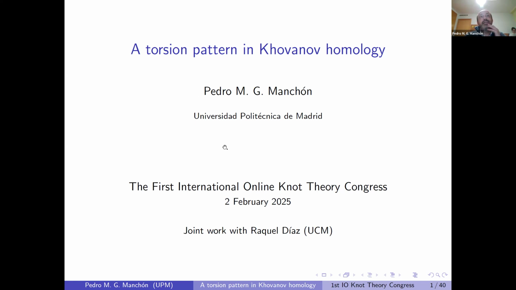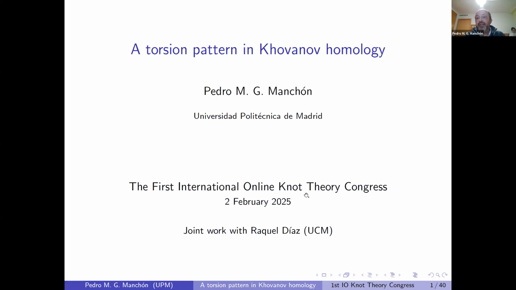I'm going to speak about a new torsion pattern in Khovanov homology. As far as we know, it is the first torsion pattern useful for non-semi-adequate links. And a nice thing is that it appears in quantum degrees other than the penultimate and antepenultimate degrees. This is joint work with Raquel Diaz.